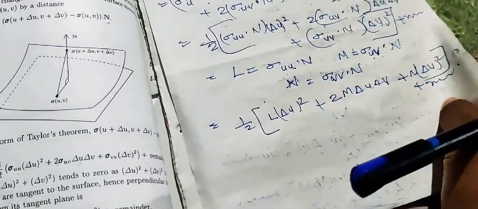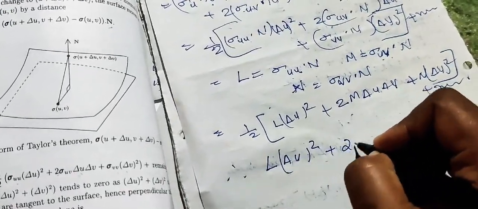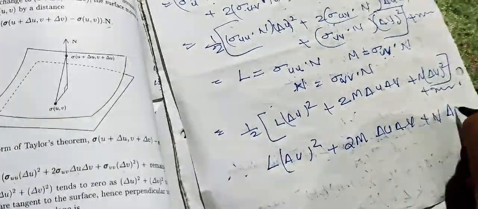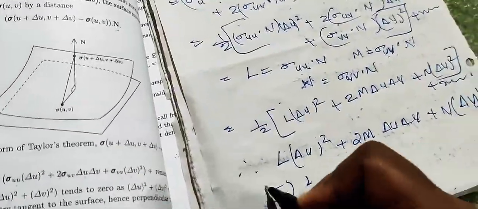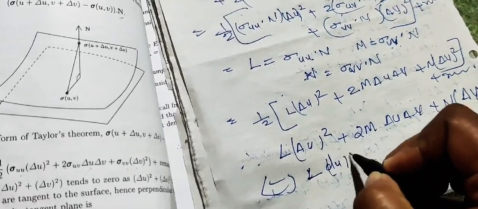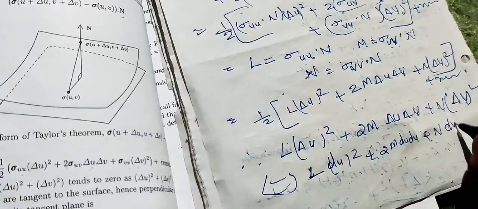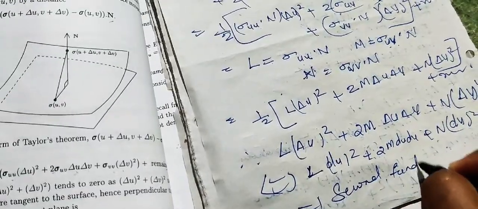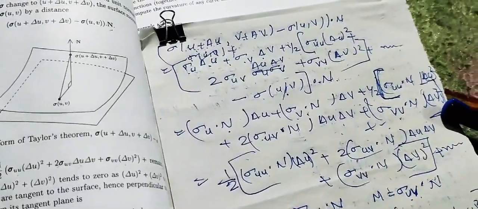Okay. Therefore, L delta u square plus 2m delta u delta v plus n delta v whole square. This is equivalently L into du square plus 2m du dv plus n dv square. So this is called the second fundamental form.